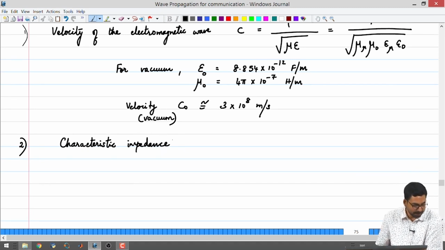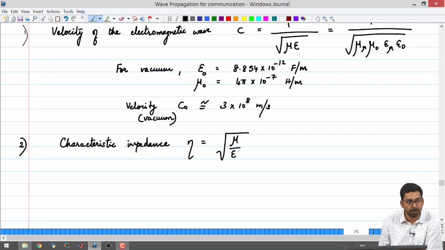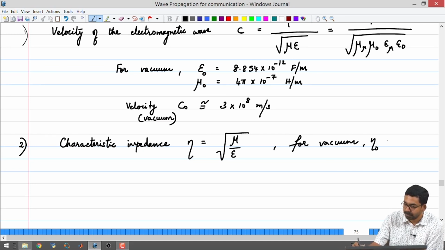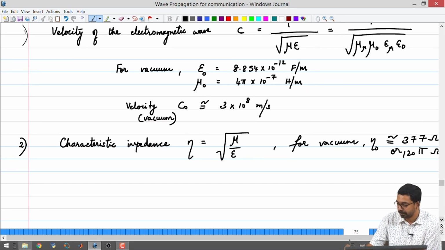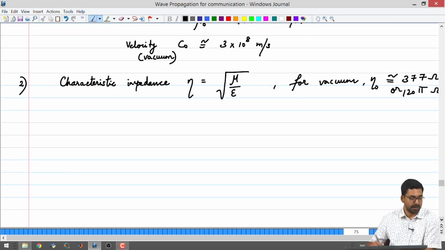The characteristic impedance eta that we wrote down in the previous class was square root of mu by epsilon for any medium. You can expand this to be the square root of mu naught mu r divided by epsilon naught epsilon r, all right. And in the case of vacuum, it is about 377 ohms. You can also remember this as 120 pi. These are things that we have already seen towards the end of the previous lecture.